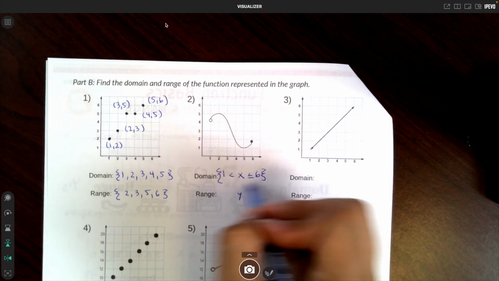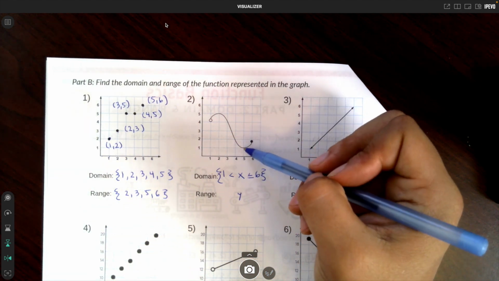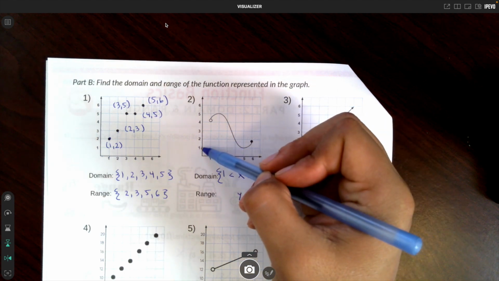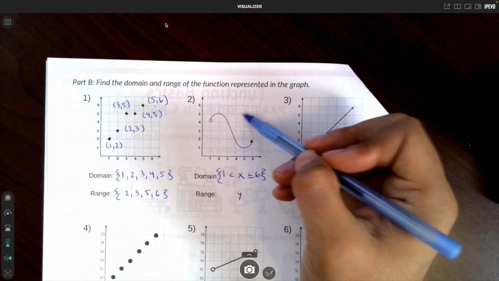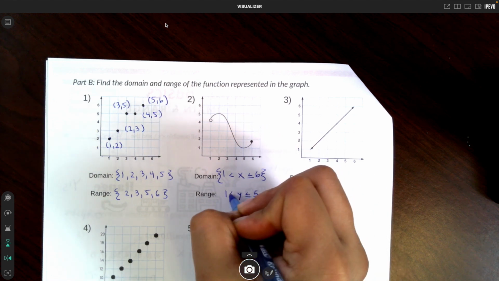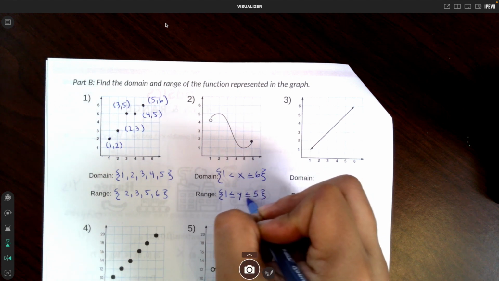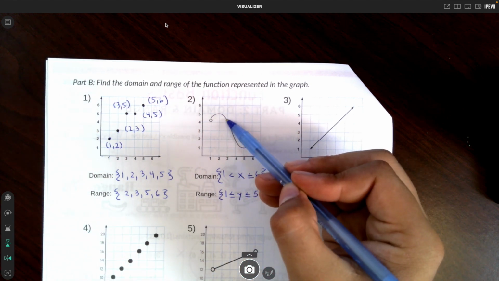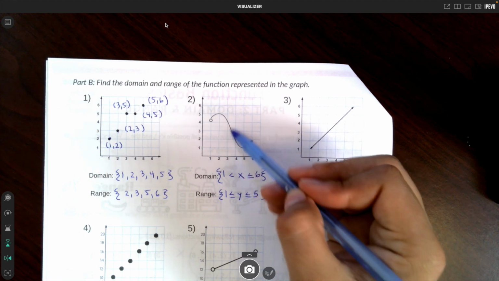So there's my domain. My range is all my y values. So notice, what's the lowest value? It's 1. What's the highest value? 5. So it's between 1 and 5. It includes the endpoints, so I make sure I put the little lines on the bottom. You might say, but Mr. Martinez, isn't there an open circle? But yeah, there's a point here that includes that open circle. So it's continuous.